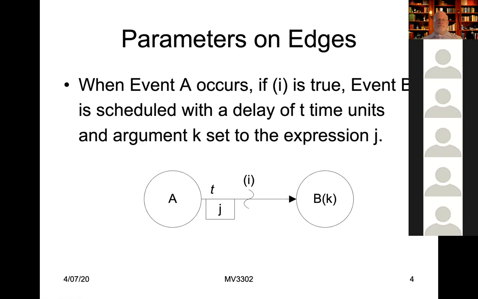And again, as with the regular case, if the Boolean condition is not specified, it's defaulted to be true. If the time delay is not specified, it's defaulted to be 0. So if neither one of those are specified, then we have a 0 delay, and it's always true.